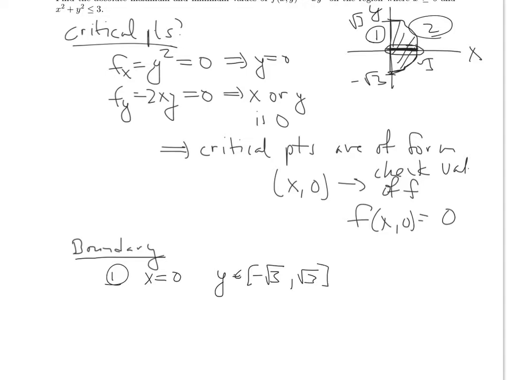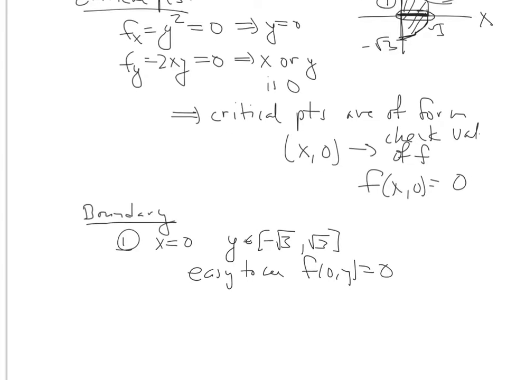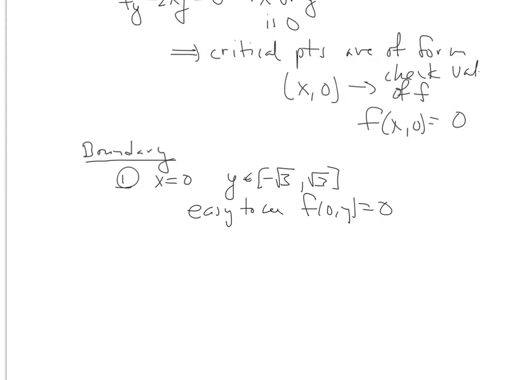Okay, and here I could stick x into my function and try to find out something, but here it's easy to see that f of 0, y is also just always 0. It's just this constant value. So along that whole line on the y-axis, the value of the function is 0. So I don't even have to bother finding the critical points there. The value of the function is just 0.